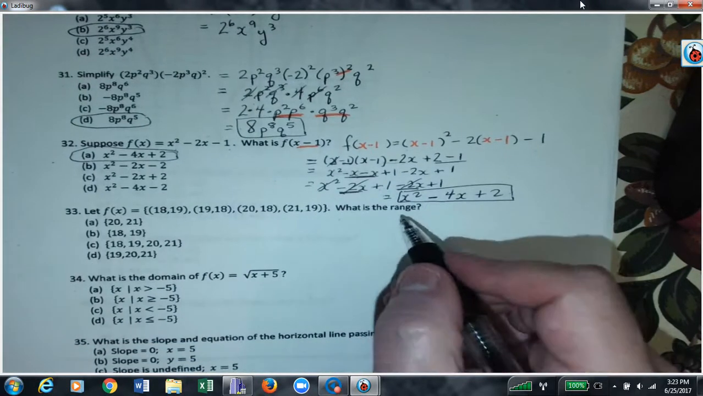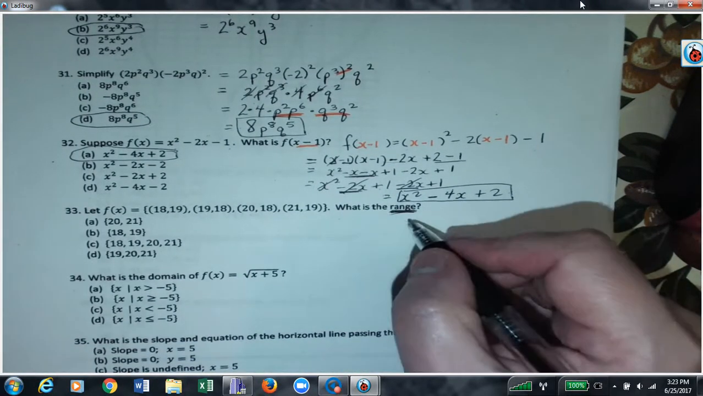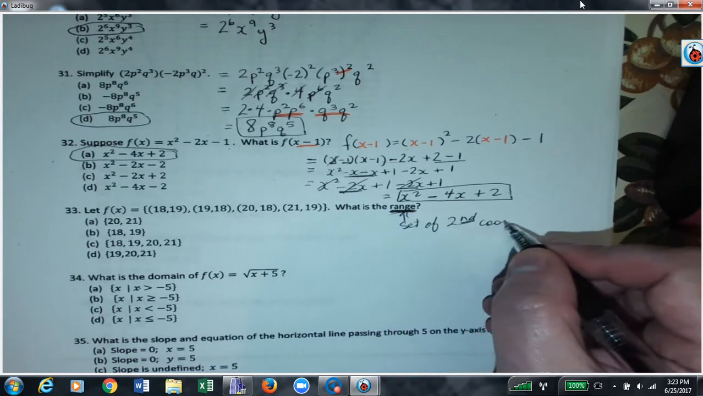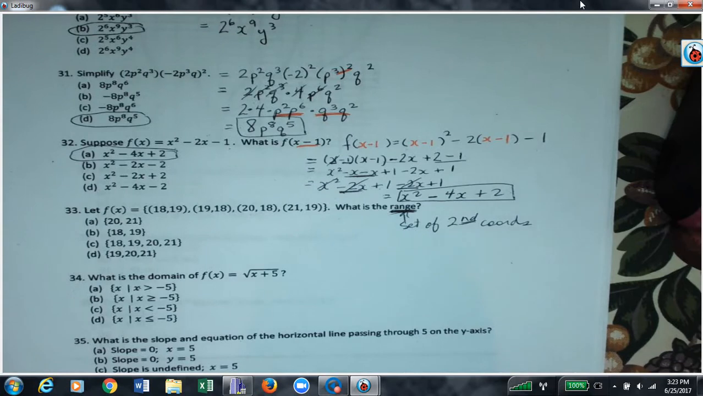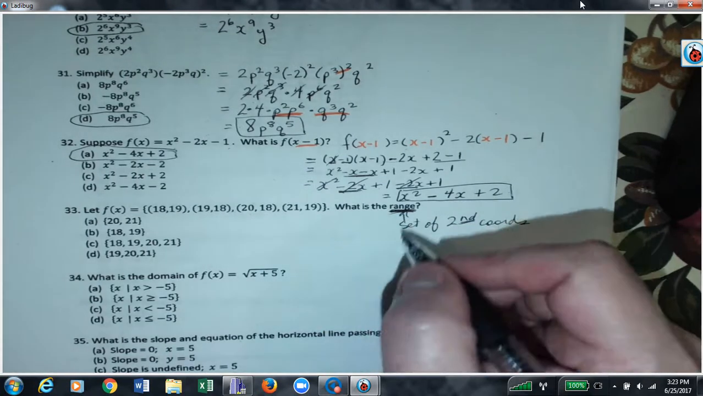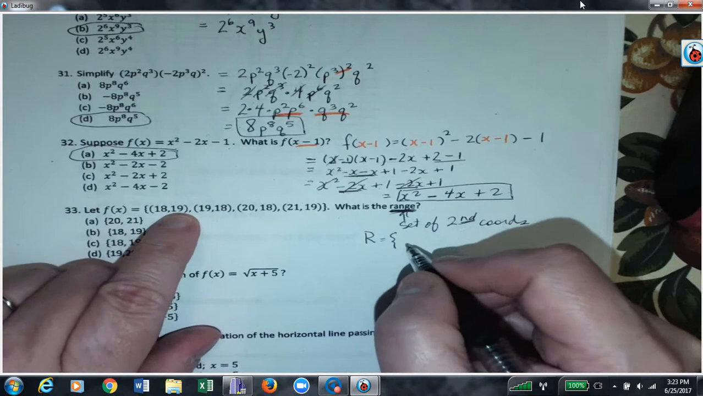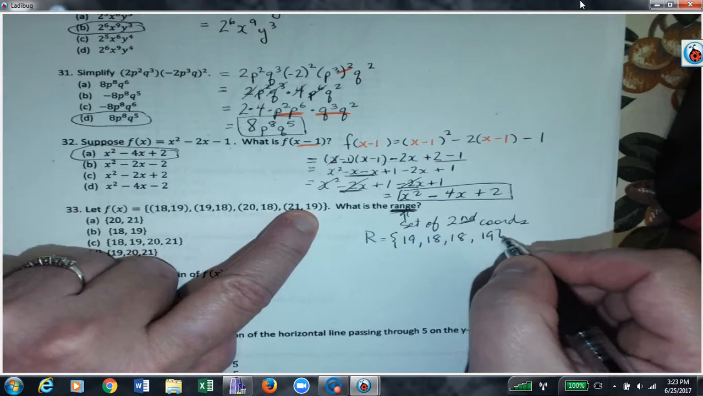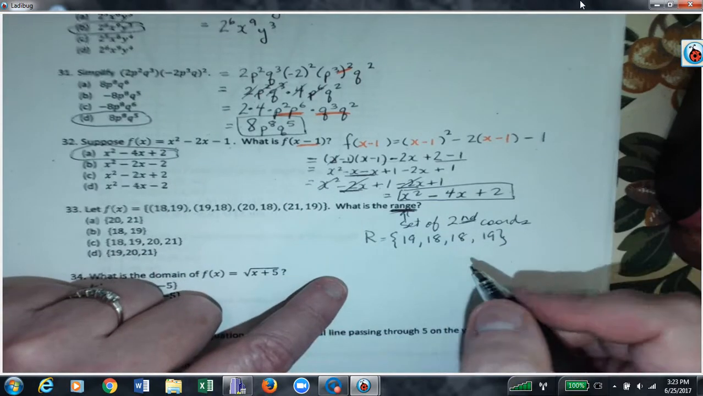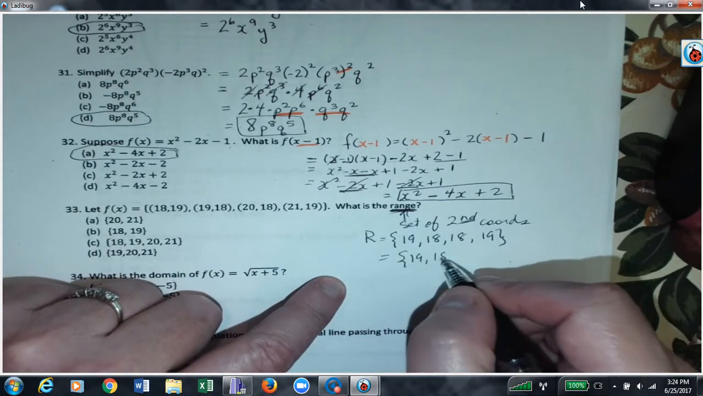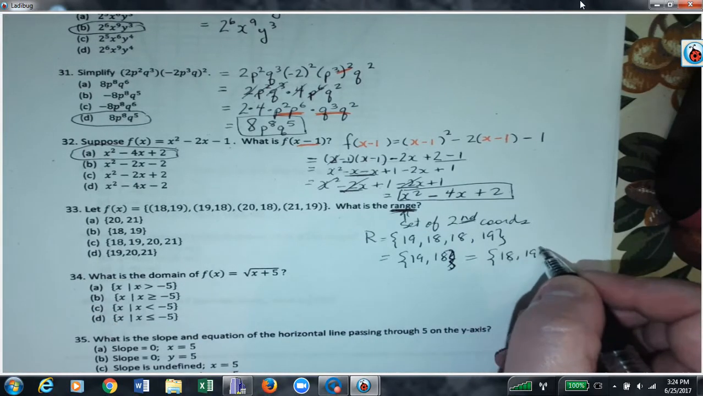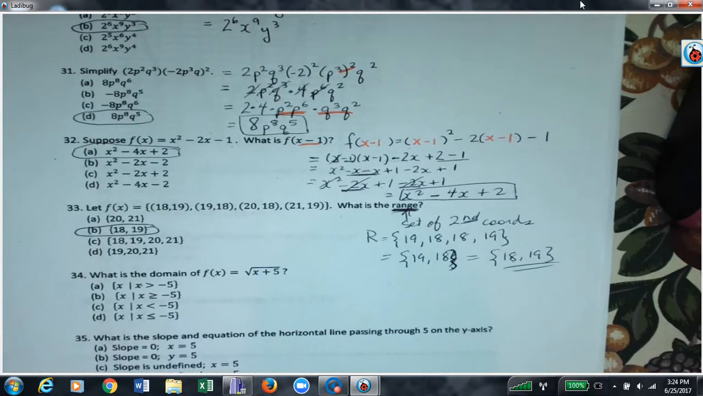Number 33, what is the range? The range is the set of second coordinates. If it had asked for the domain, it would have been the set of first coordinates, but it's asked for the range. So I've got 19, 18, 18, and 19. But remember, in set notation, no repetitions. It's a set, which is the same thing as 18, 19. So that is the range. So the answer to number 33 is B.